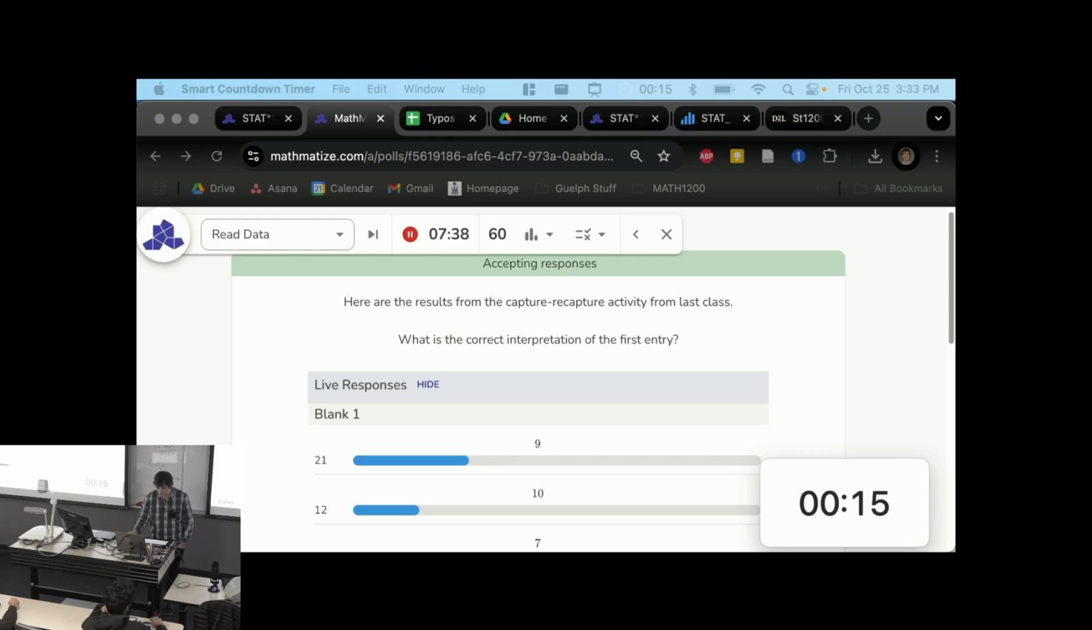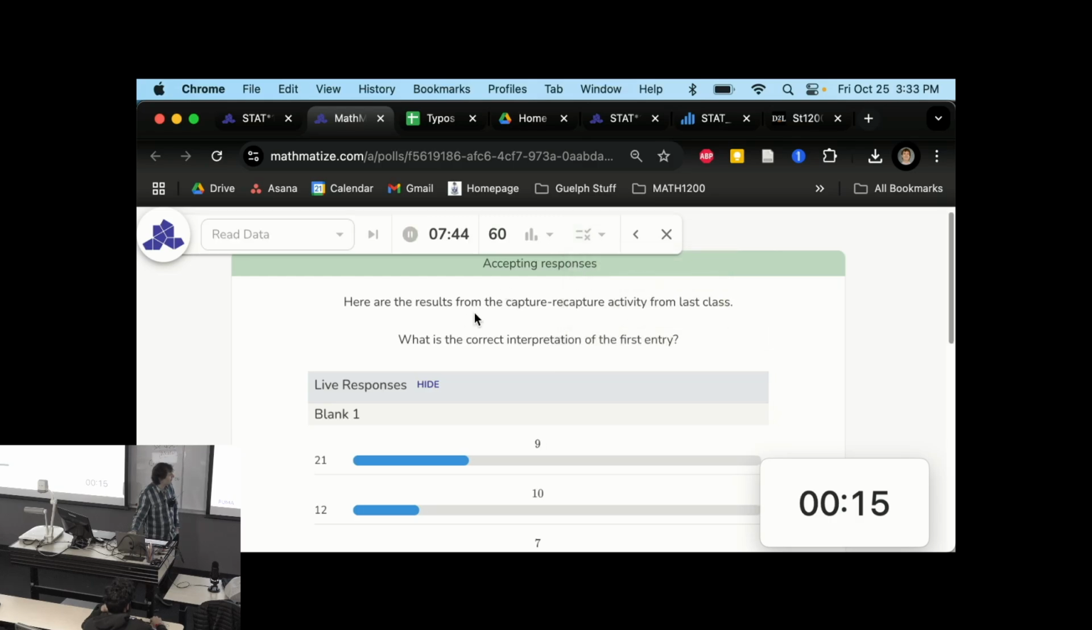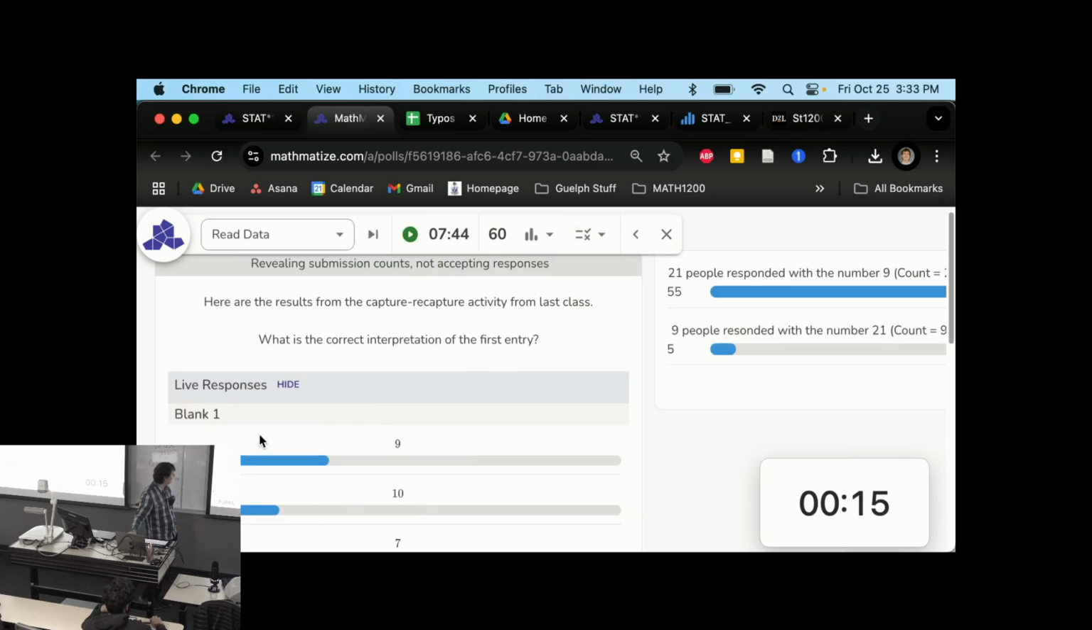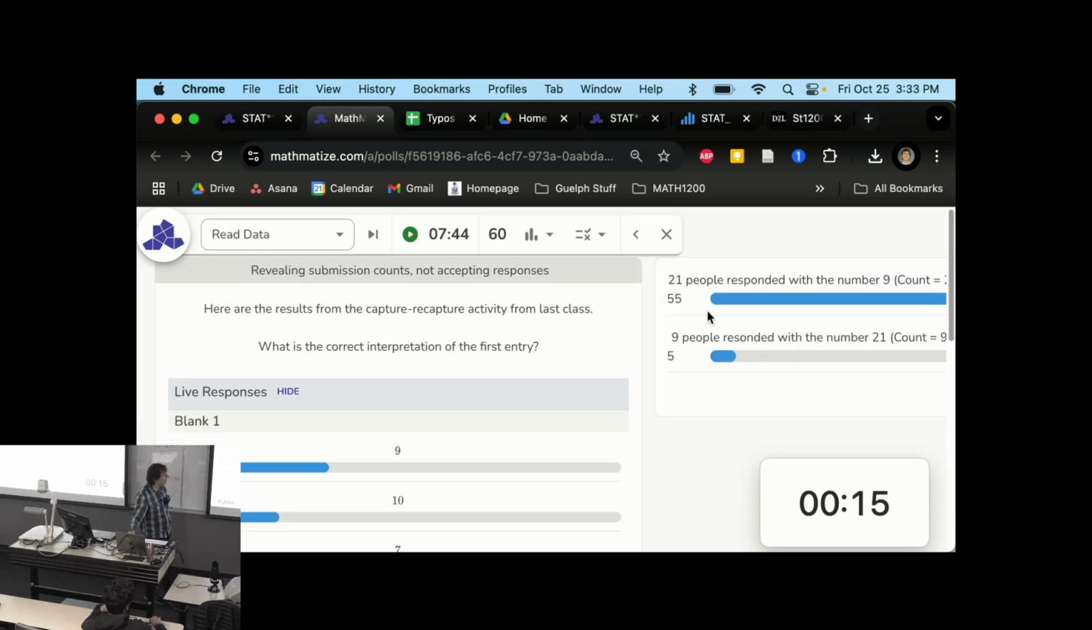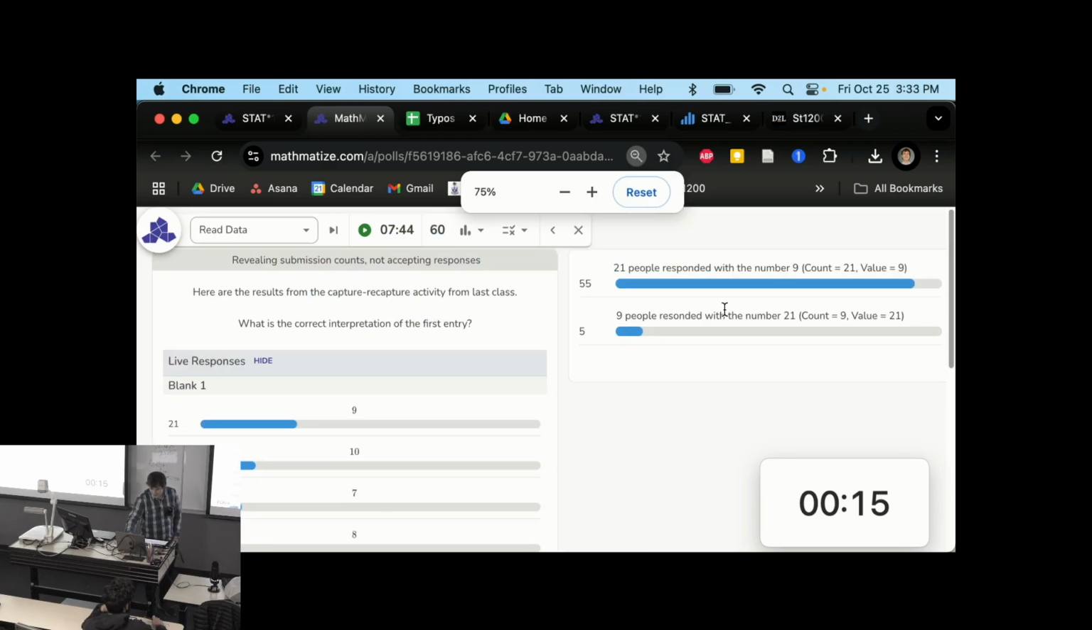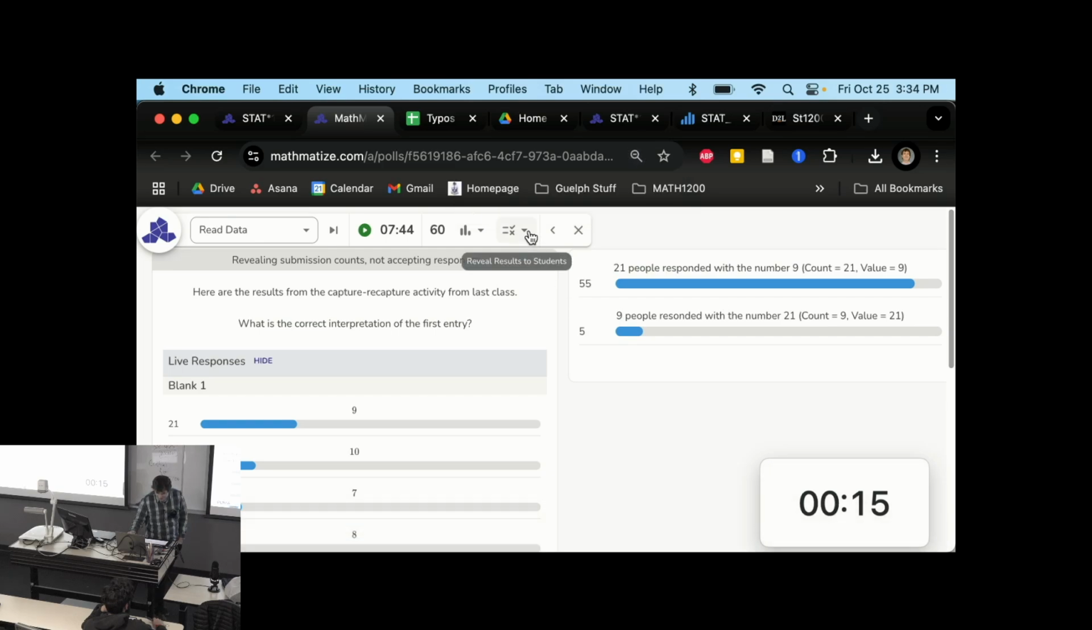This whole activity, and this was the result. Let's see what you guys said. Reveal counts. Okay, so I looked at this last class, and I said there's a 21 here. That means people must have answered with the number 21. You guys all think that it's the other way around. 21 people responded with the number 9. So the count equals 21, and the value is 9. And that is the correct answer. That's what it actually is.